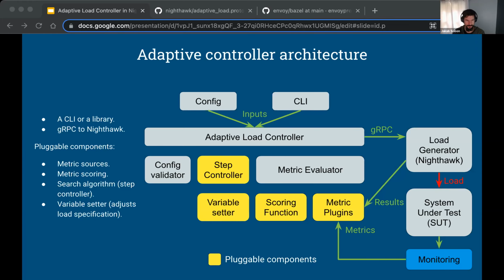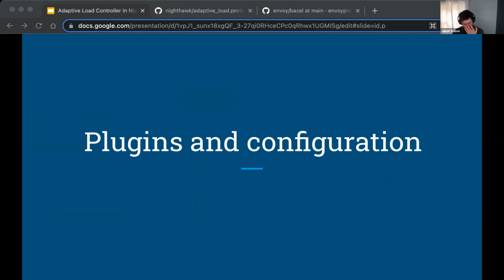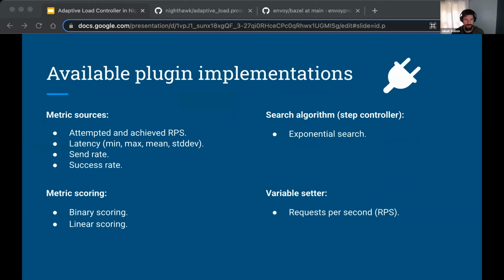Great. So that was the architecture. Now let's talk about plugins. I will give you an overview of what plugins are currently available in the open source repository. And then we will look at how the configuration looks, also looking at one example. So, the available plugin implementations for metric sources, the sources of information about how the system under test is doing.